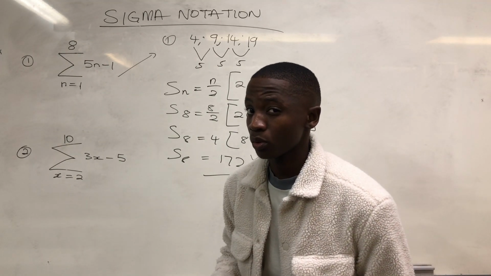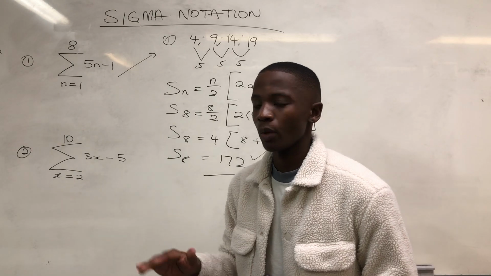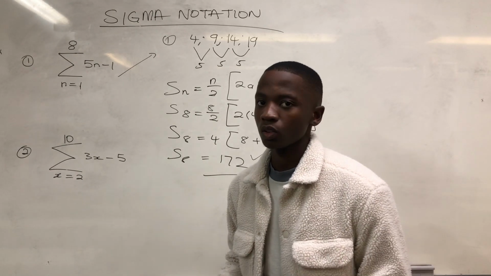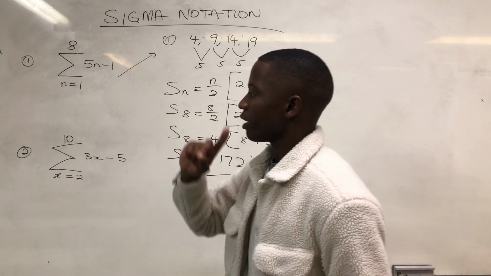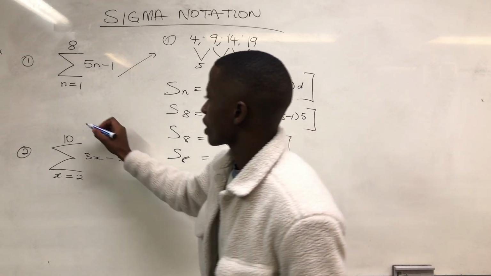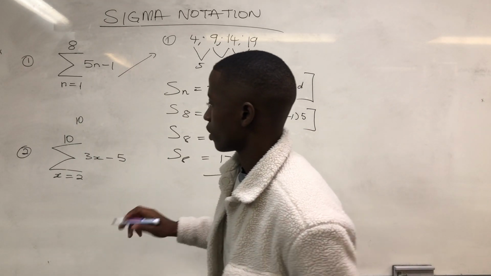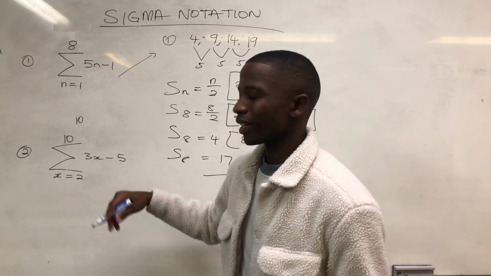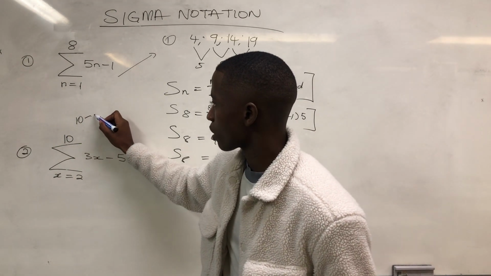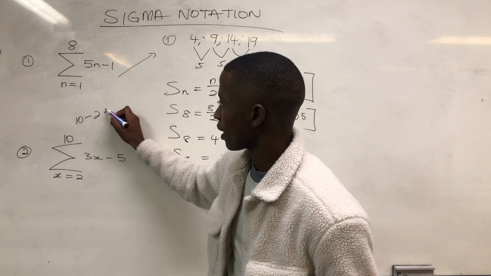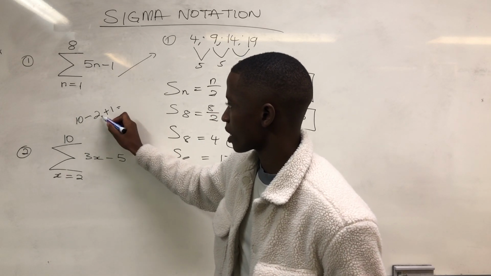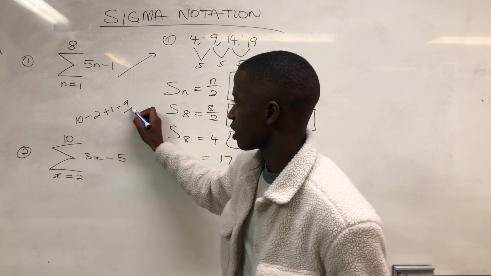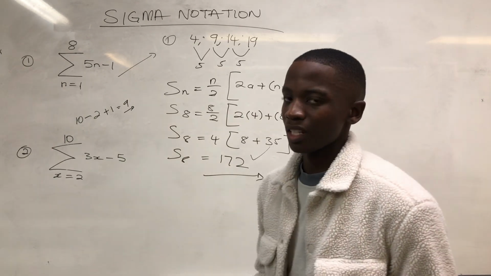That's the very first way to deal with it, without applying calculations. However, there's another way. You can clearly say 10, the number of the terms in the sequence, minus the counter, which is 2, plus 1. That is 10 minus 2, 8, plus 1, 9. So we have 9 terms indeed in that sequence.